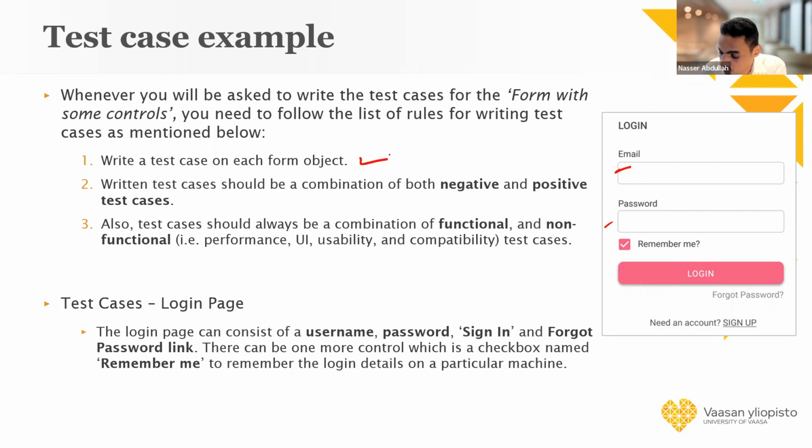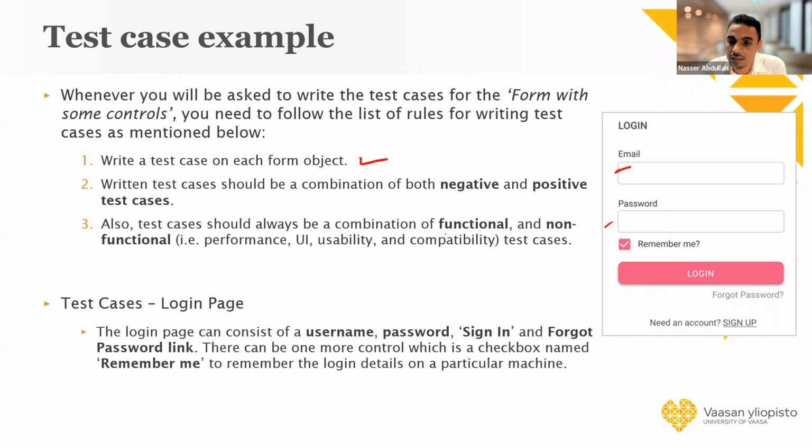Number two, when you write the test cases, you should also consider the two sides, which is positive and negative. What that means is, okay, key in a valid password, and also an invalid password. So this is positive and negative. Also, we have to think about the functional and non-functional. For example, the function of this is just to log in with a valid password and username.